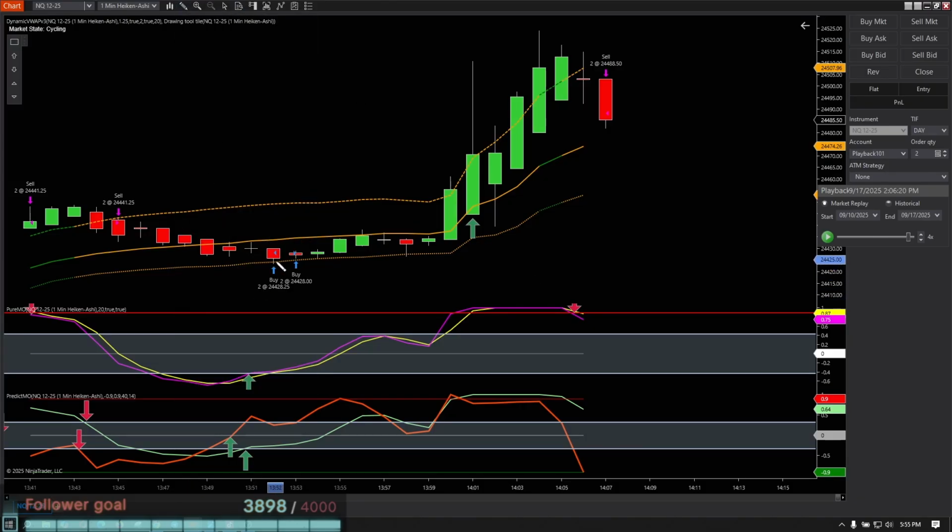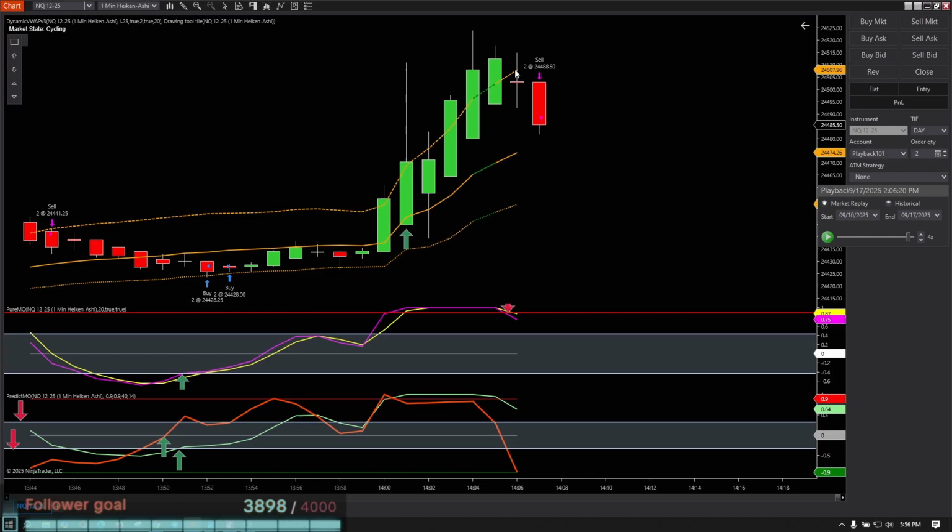Now, if you measure that with this ruler right here, that is a trade of about 81 points, just so you guys could see it. That's 81 points, guys. That's a huge trade that you could have taken right there.